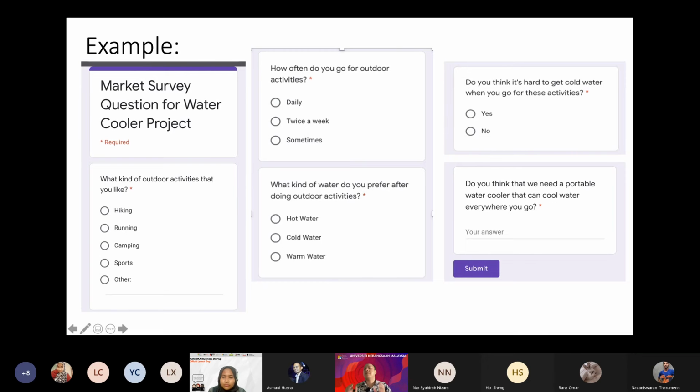If yes, you understand that there is market demand, and your product can fit the market. So then, can you send this kind of question to the WhatsApp group of your class members? That's my question. What do you guys think? Can you send this kind of question to your classmates?